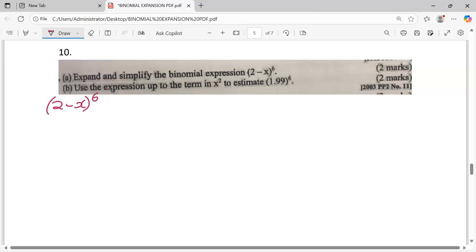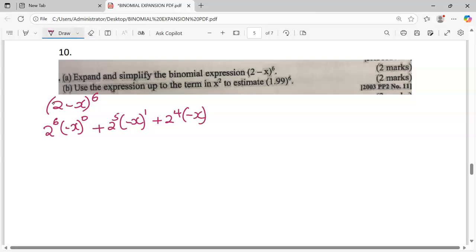Remember, when using binomial expansion, we have two terms in the bracket. The first term, which is 2, begins with the power of 6. We multiply by the second term, which is minus x, but this one begins with 0. Plus 2 power 5, we multiply by minus x, which is raised to 1. Plus 2 power 4, we multiply by minus x.